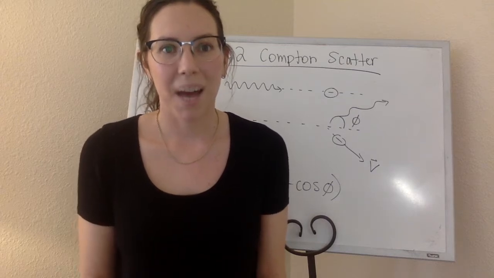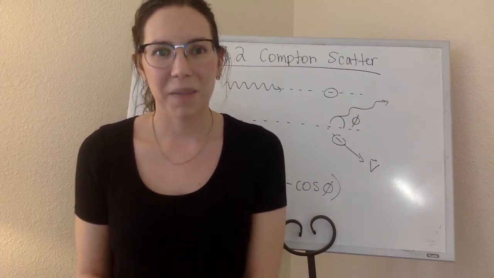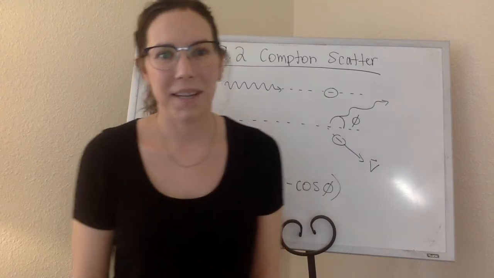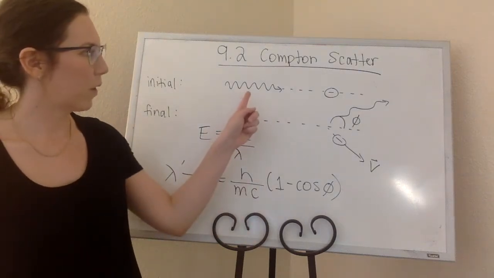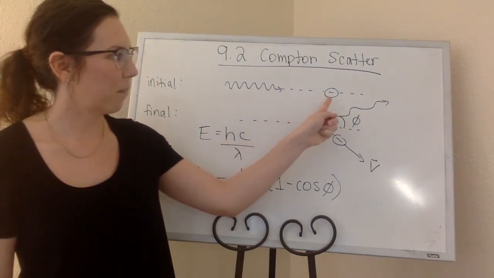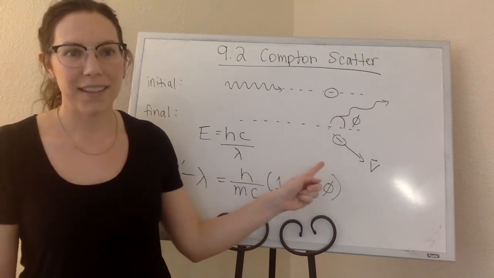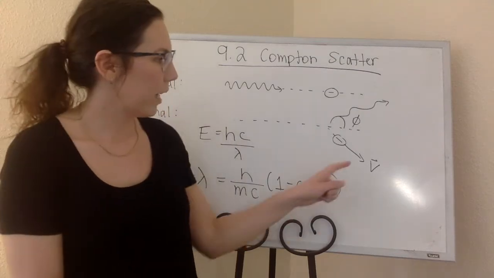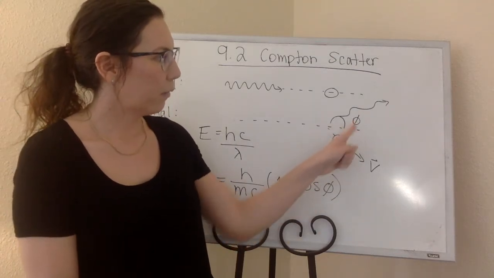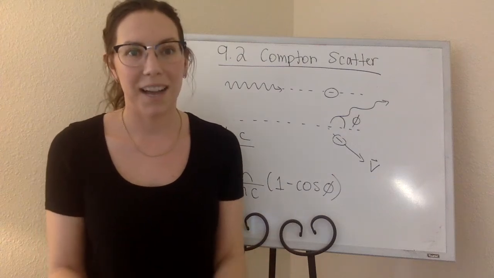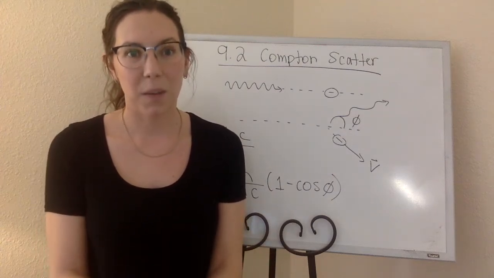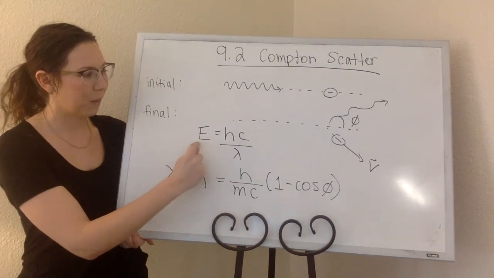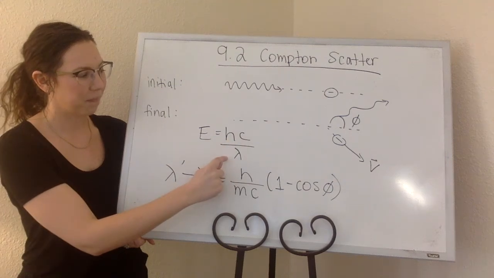Scatter itself can happen for waves, but this change in wavelength can only be described by a particle interaction. So let's look at what happens. We have an initial photon, which is incident on an electron. The electron then recoils, and it leaves with some of the initial energy and momentum of the photon so that it has a velocity. The scattered photon then has lost energy, so now it has a lower energy and a longer wavelength. And we can see that the energy is inversely proportional to wavelength through E equals hc over lambda.